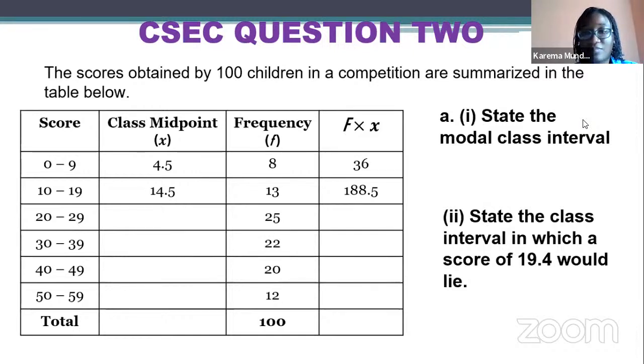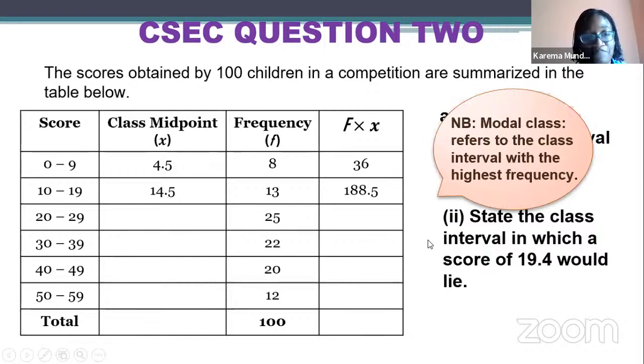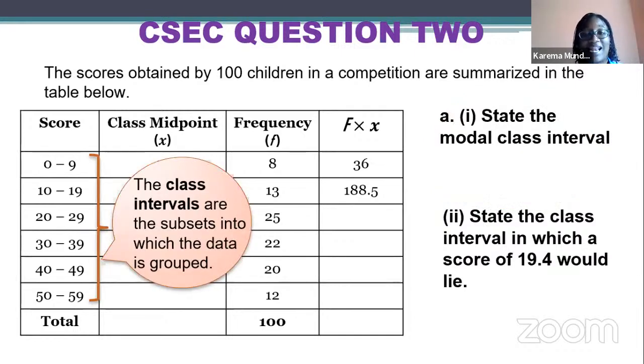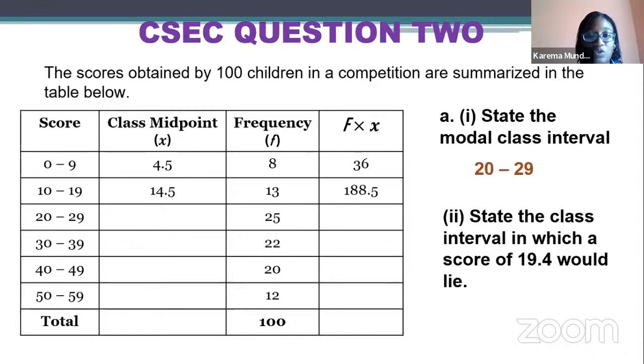I'm not seeing anything in the chat as yet. All right. But you are indeed correct. We spoke about this this morning. So remember now, when we're looking for our modal class interval, we first of all identify the highest frequency, because that's what's going to tell us how many times the particular number or set of numbers occurred. So in this case, our highest frequency is 25. But as we said this morning, we want the class interval. So we must see which scores from which class interval occurred all of 25 times. And as we look at our table, we definitely see that it's 20 to 29.